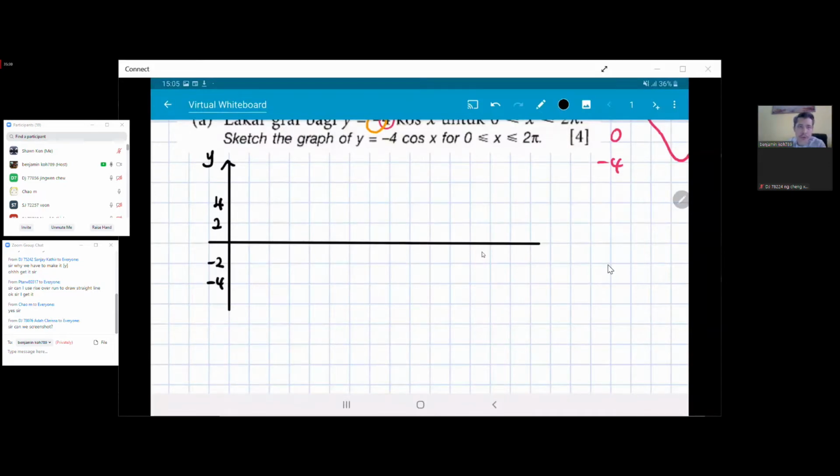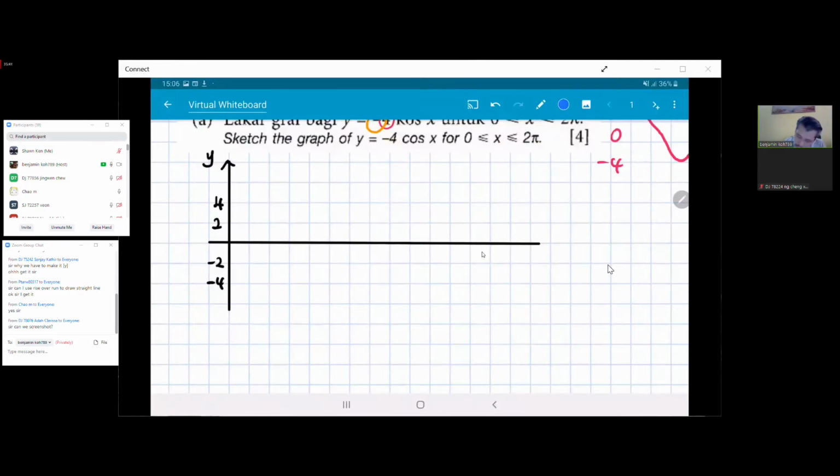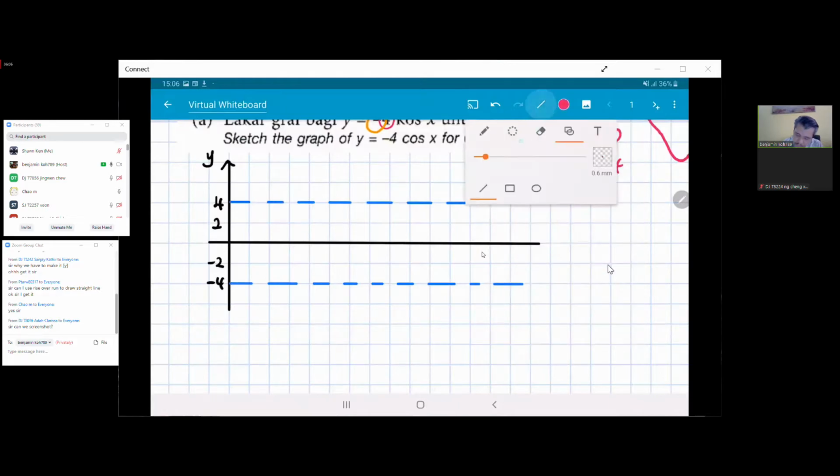So now, can you sketch the graph? Remember, your graph is upside down. One more thing. To make it easy for you to draw, remember you can draw your dotted lines. So I'm going to draw one dotted line on top at 4, and one more at -4. This means your graph cannot exceed, tak boleh melebihi this dotted line, and pastikan it is a dotted line. You cannot draw a straight line. It has to be a dotted line. Your graph must be inside here. So you can sketch your graph first, because we need this part A to do the part B. Okay, so lakarkan the graph dulu.